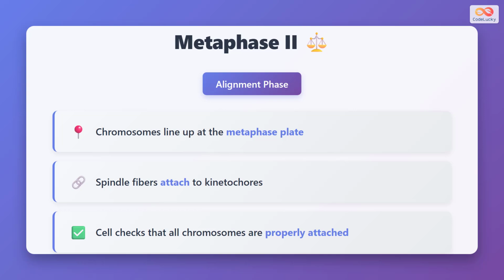Metaphase II is the alignment phase. During this stage, chromosomes line up along the metaphase plate, which is an imaginary line in the center of the cell. Spindle fibers attach to structures called kinetochores located at the centromere of each chromosome. Before the cell can proceed, it performs a checkpoint to ensure that all chromosomes are properly attached to the spindle fibers.